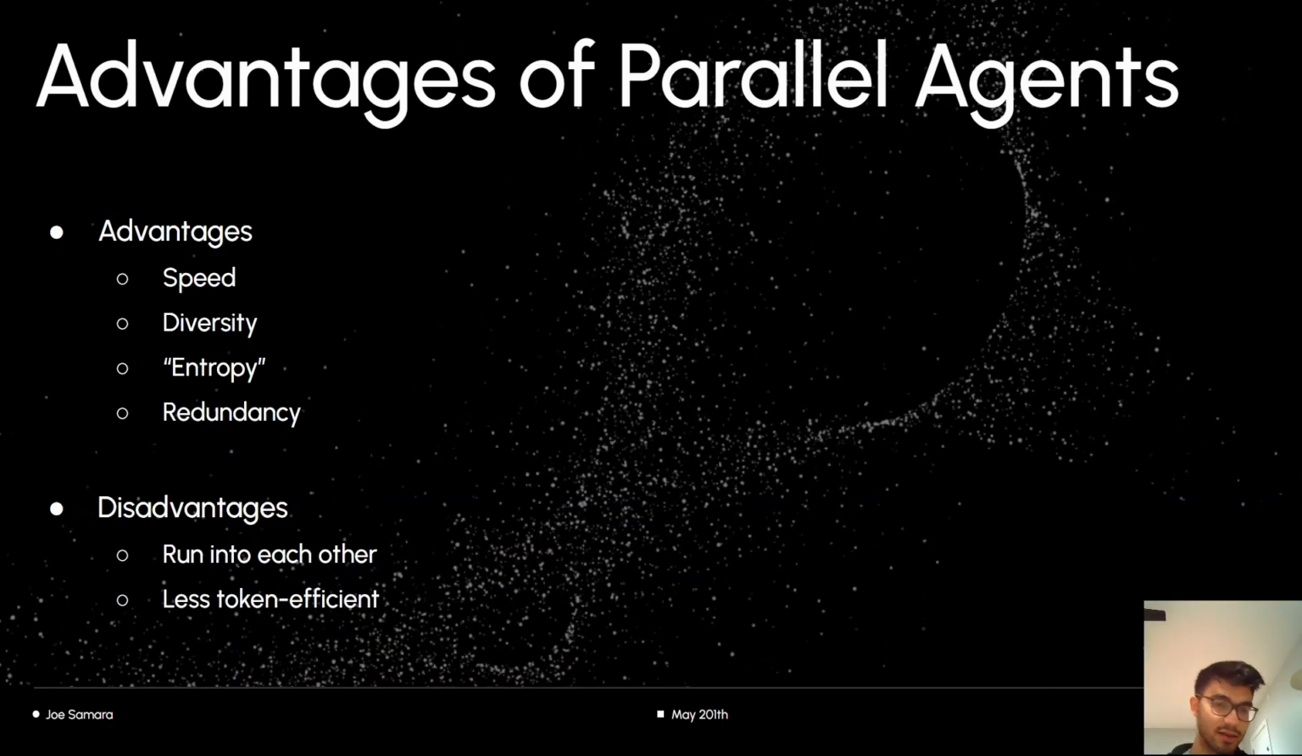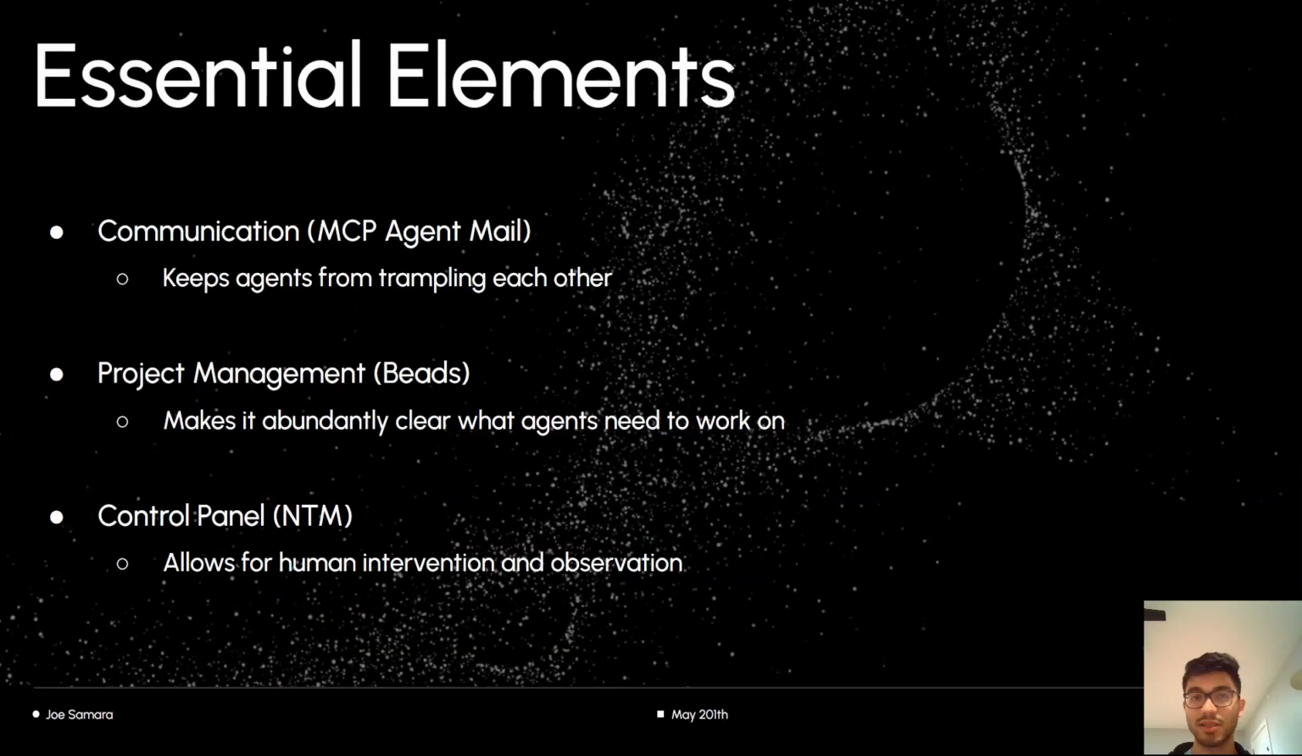And then secondly, it tends to be less token efficient to use parallel agent swarms instead of one agent. The reason for that, frankly, is because it takes tokens to recognize and coordinate the other agents. So that coordination step does take up some tokens. So now that we've gone over the advantages and disadvantages of parallel agents, let us get into the essential elements.